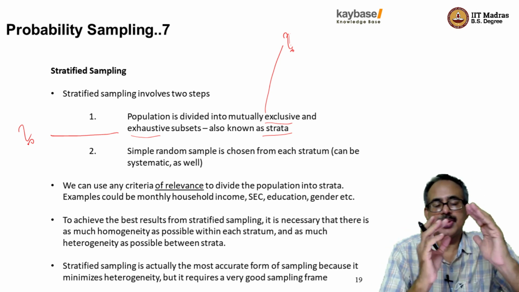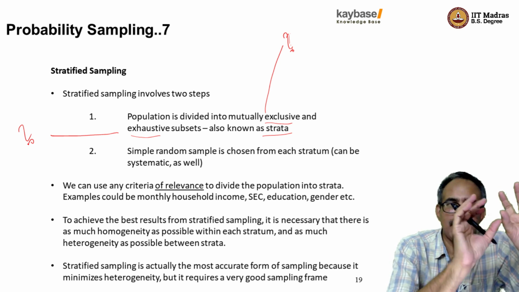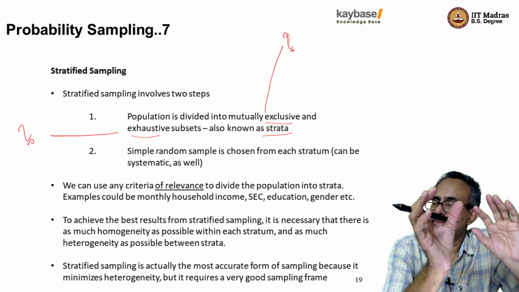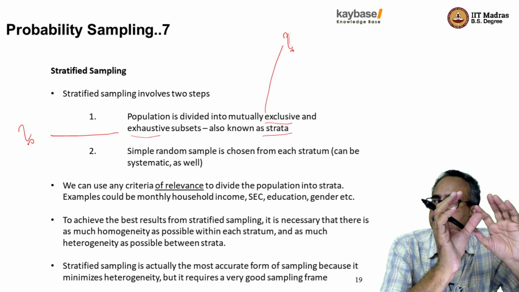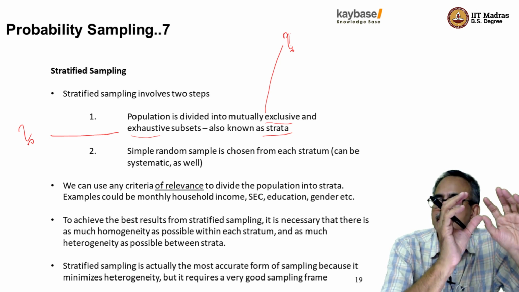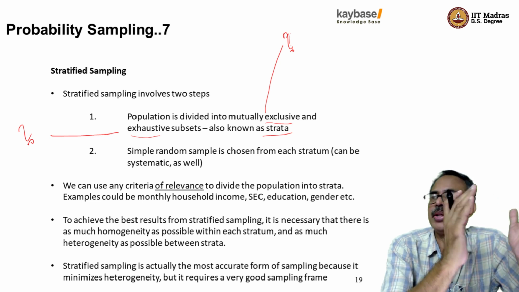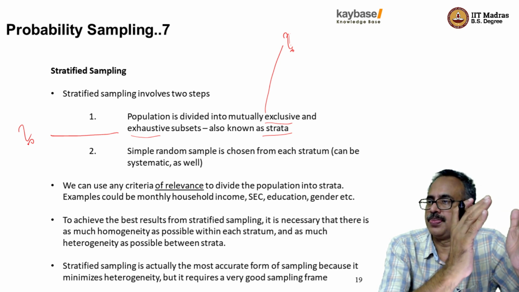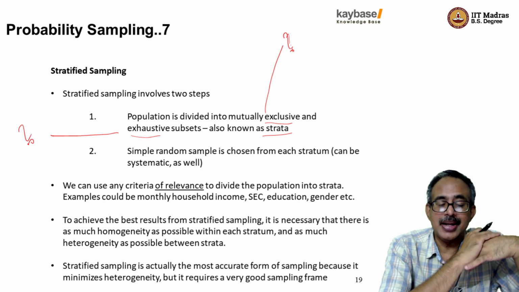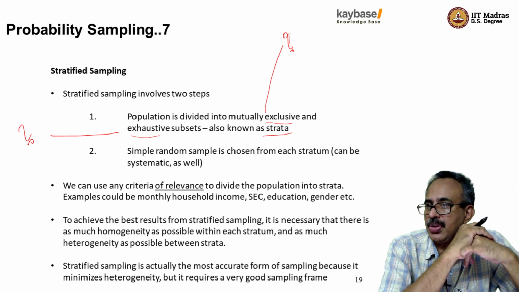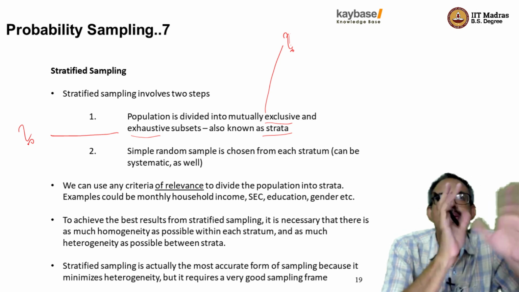So, exclusive means every person in the population can belong to only one or the other stratum. The singular is stratum, the plural is strata. Every person can belong to only one or the other stratum. So they are exclusive. People cannot belong to more than one stratum. Okay, this is point number 1. Point number 2, exhaustive. Exhaustive means every person will belong to some or the other stratum.